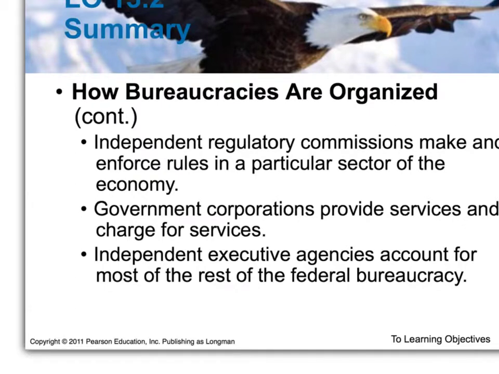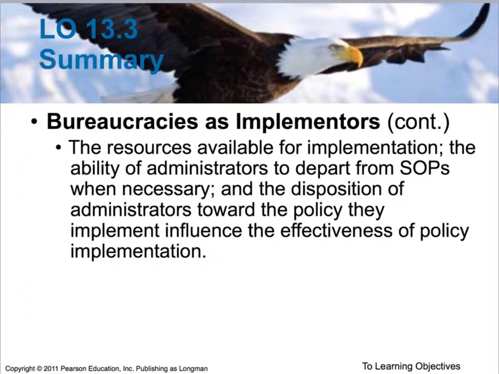Independent regulatory commissions make and enforce rules on particular sectors of the economy. Government corporations provide services and charge for those services. Independent executive agencies will account for most of the rest of the federal bureaucracy. The resources available for implementation, the ability of administrators to depart from SOPs, their empowerment levels, and the disposition of administrators towards the policy that they implement influence the effectiveness of policy implementation. So we have to empower. I think that's the key here.